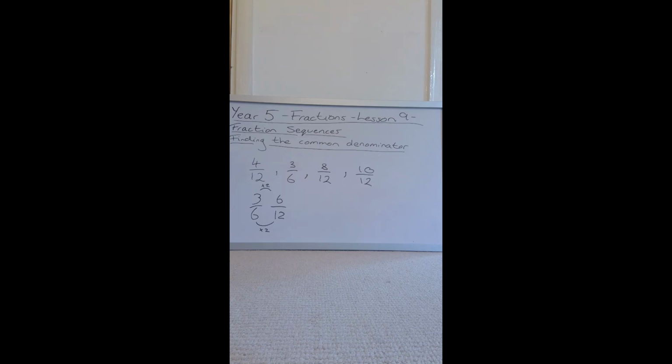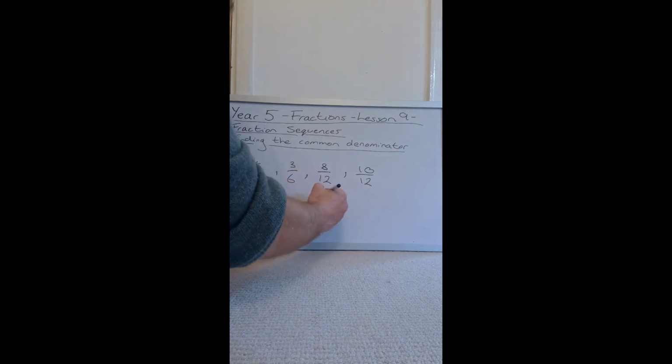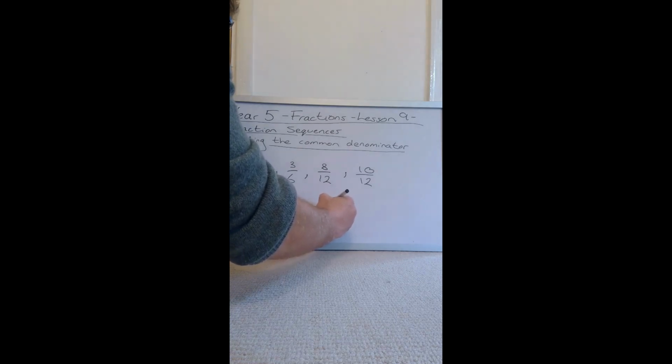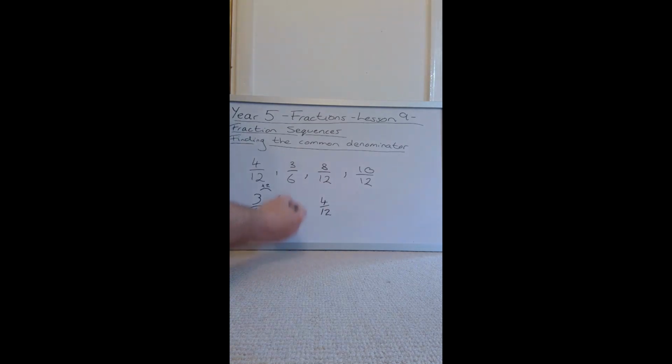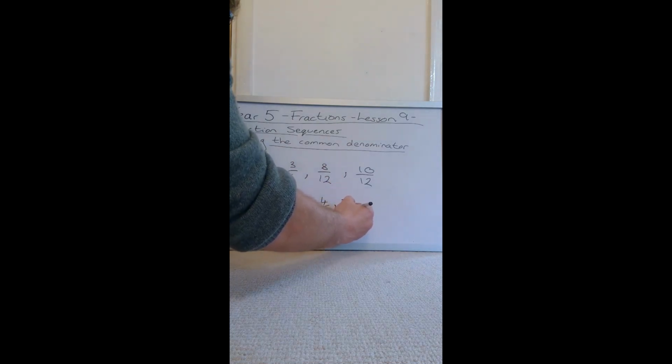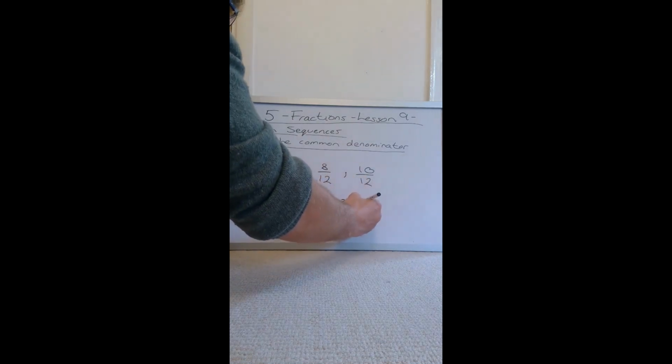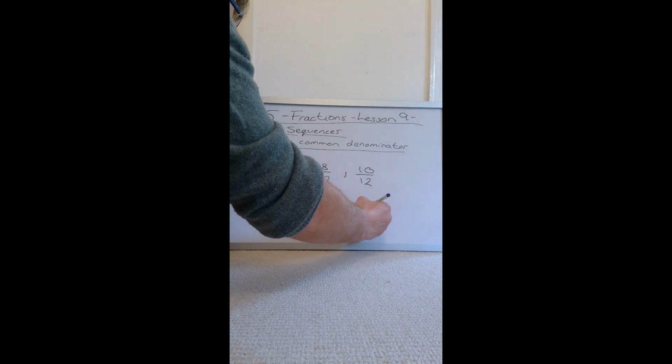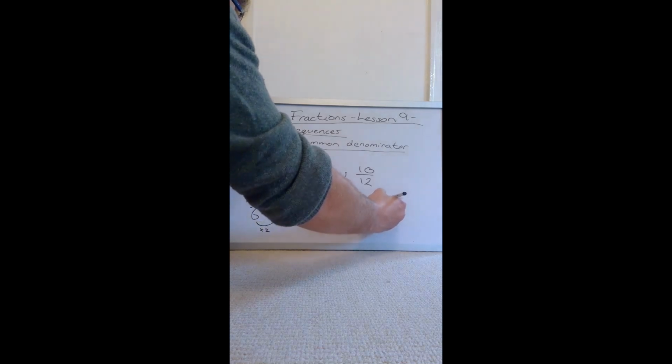So we begin with, remember, we're starting with the smallest. 4/12 is the smallest. 6/12 or 3/6 will be next. 8/12 will be next. And last but not least, 10/12. Well done if you got that right.